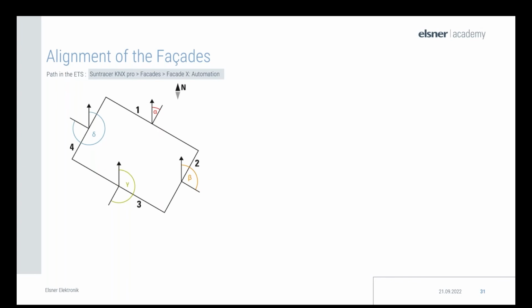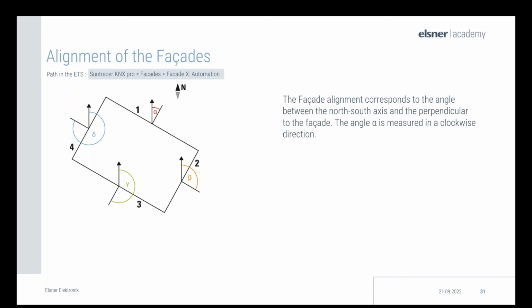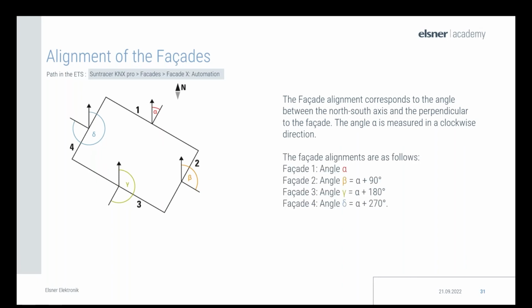North thus stands for 0 degrees, and the alpha angle is measured here in a clockwise direction. So in the example, the angle marked in red is rotated by 30 degrees from the north. Thus, the alignment for the facade corresponds to alpha equals 30 degrees. The other angles result from the alpha angle plus 90. You can basically see that here in the figure.